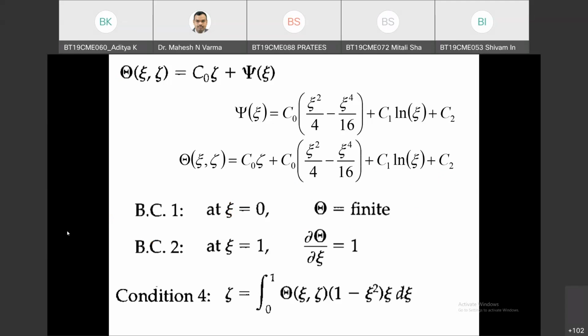Here, roll number 54, Dikshika. Roll number 54, Dipshika. Yes, sir. So using boundary condition number 1, can you estimate any one of the constants from C1, C2 and C0? Yes, sir, I'm doing.